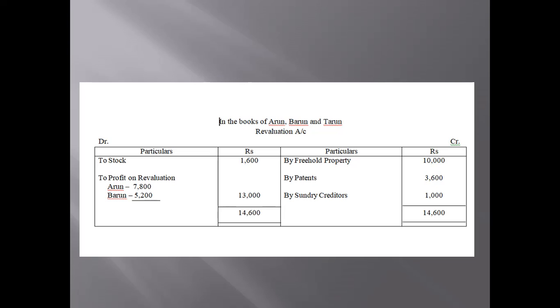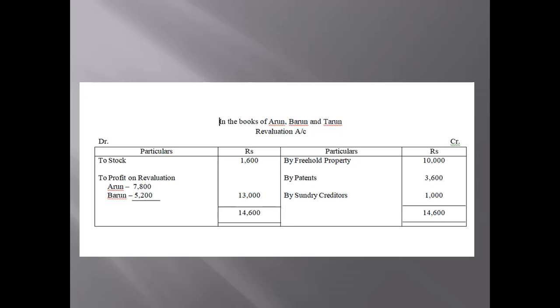So this is our revaluation account, and whatever is the profit, that is 13,000, we will share in the ratio of 3 is to 2. That is the old ratio. Remember, profit or loss on revaluation will be shared between the old partners. Arun and Barun, they both are the old partners. Tarun is a new partner. So we share this profit 13,000 between Arun and Barun in the old ratio, that is 7,800 and 5,200, as per the ratio of 3 is to 2.